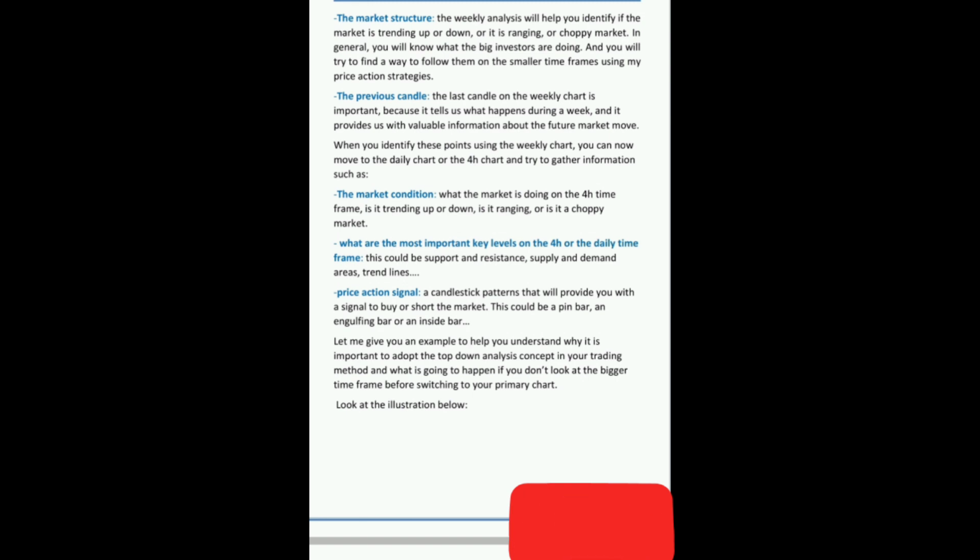The market structure. The weekly analysis will help you identify if the market is trending up or down, or if it is a ranging or choppy market. In general, you will know what the big investors are doing, and you will try to find a way to follow them on the smaller time frames using my price action strategies. The previous candle, the last candle on the weekly chart, is important because it tells us what happens during a week, and it provides us with valuable information about the future market move.